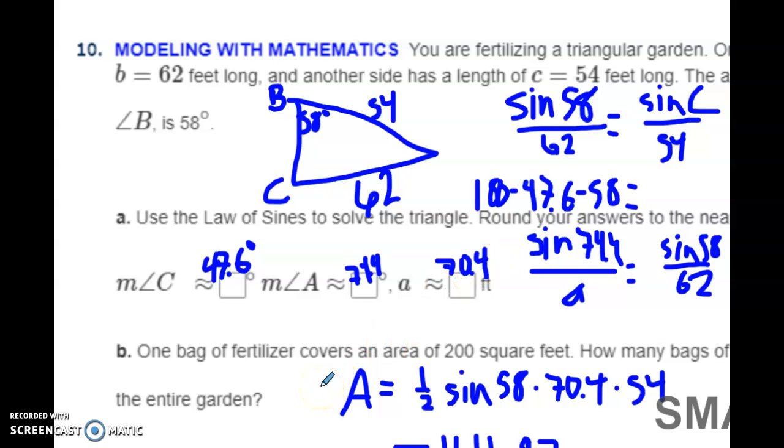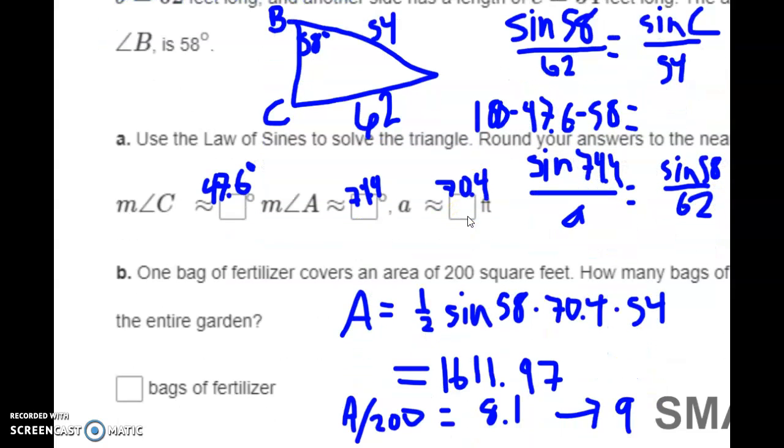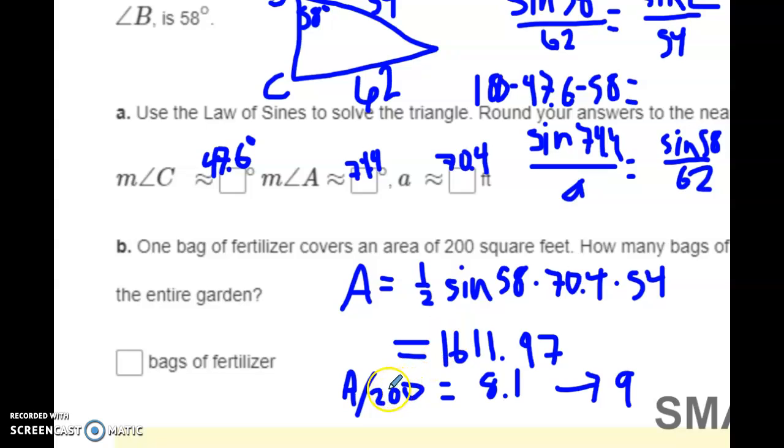Part B, this one says, one bag of fertilizer covers an area of 200 square feet. So the first thing you need to do is find out how many square feet is this triangular garden. So I'm going to use the formula, 1/2 sine 58. I'm going to multiply it by side A, which was the 70.4, times 54, and I get 1611.97.